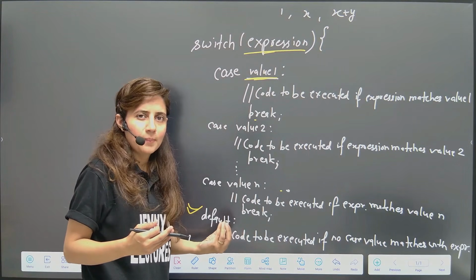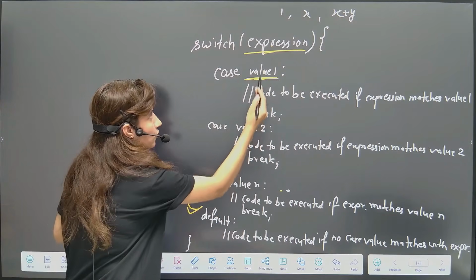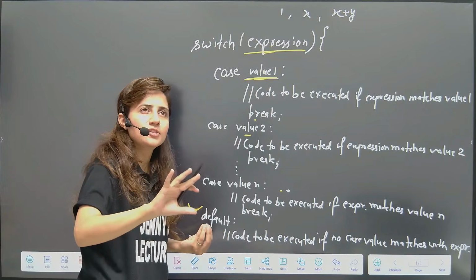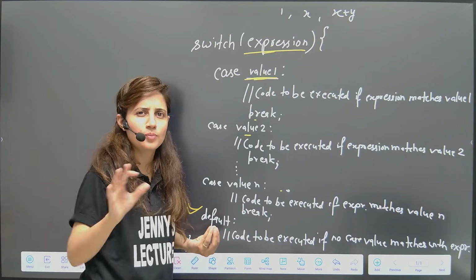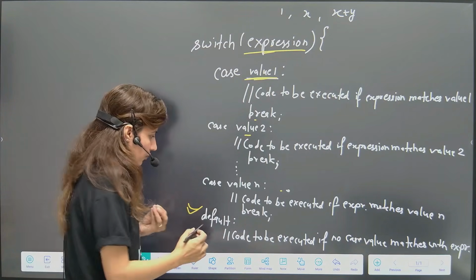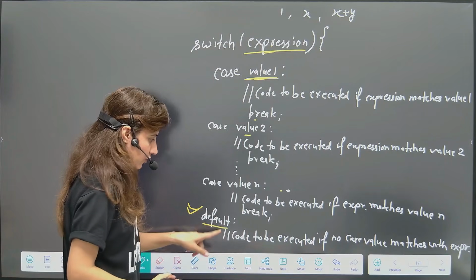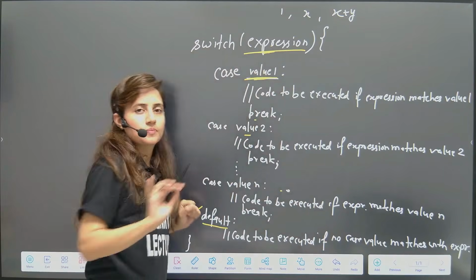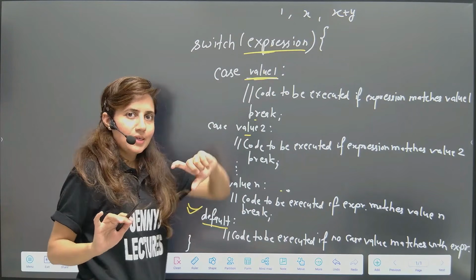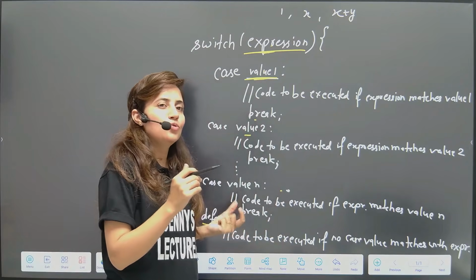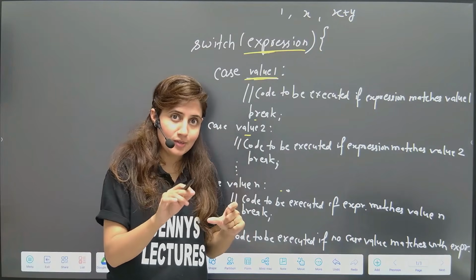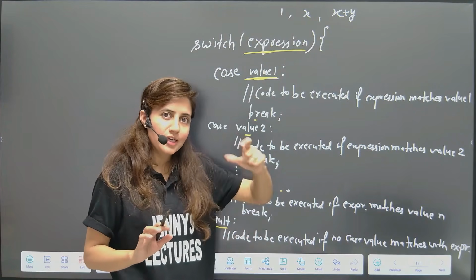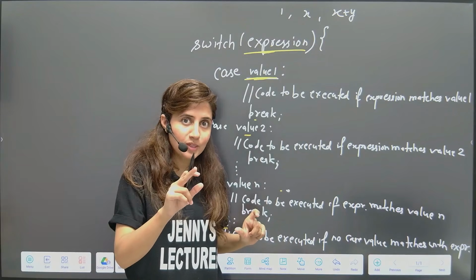It's useful because if none of the case values matches this expression, then in that case we want some message to be printed, like an invalid choice message. That we put in this default case. So the default code is executed if no case value matches the expression, right? But in the else if ladder, the condition was that you have to write else at the last only: else if, else if, else if, and at the last you write else. You cannot write the else block in between the else ifs. I hope you remember that point.